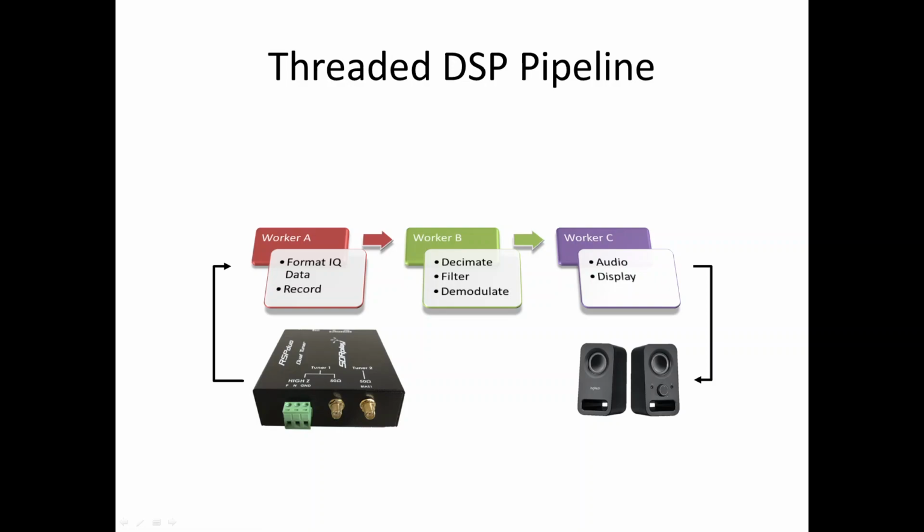And what I'm showing on the screen here is a picture of what the pipeline is. It's 3 threads, worker A, B, and C, that run sequentially, and the first thread takes the data from the radio and also does the recording. The second thread, worker B, does the decimation, filtering, and demodulation, all the heavy work for the DSP. And the final thread, worker C, produces the audio and also crunches numbers for the on-screen display.